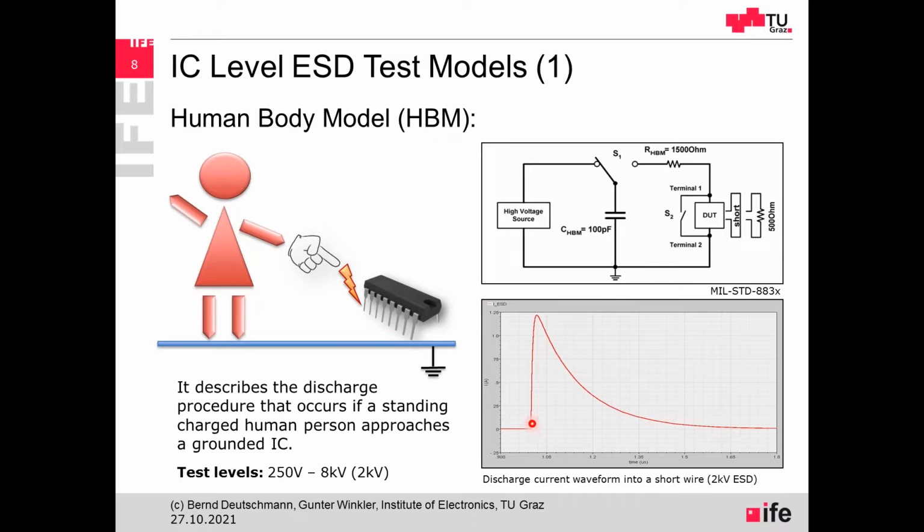You can see here a very sharp rising edge of the current, and then the current falls down by an exponential function due to the fact that we have an RC time constant from the capacitance and the discharge resistance, and also the input impedance in this case of the integrated circuit for sure plays also a role. So this is the typical discharge waveform based on this HBM model for the IC level testing.